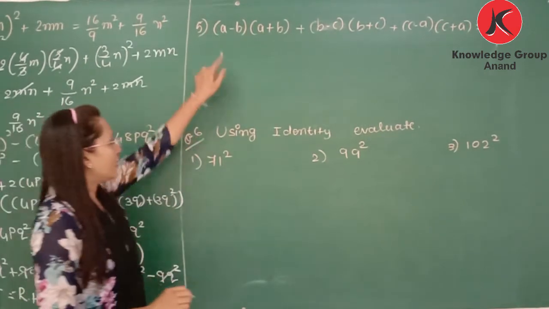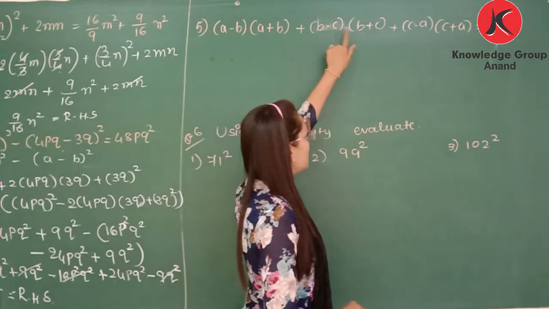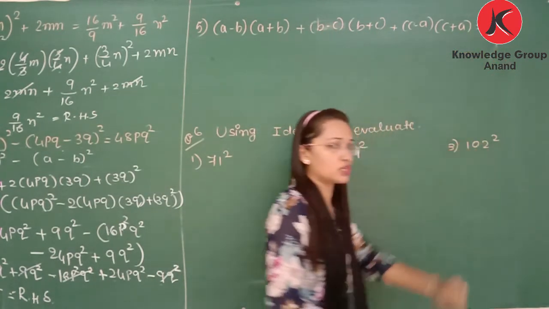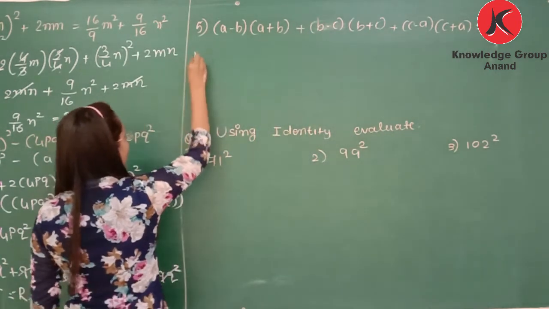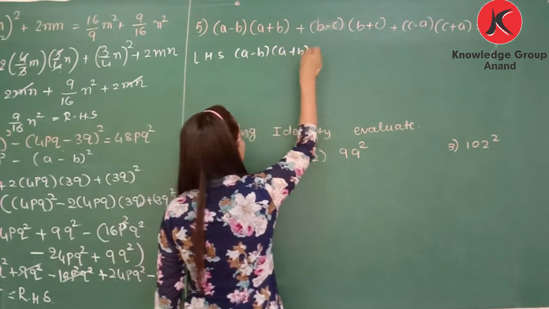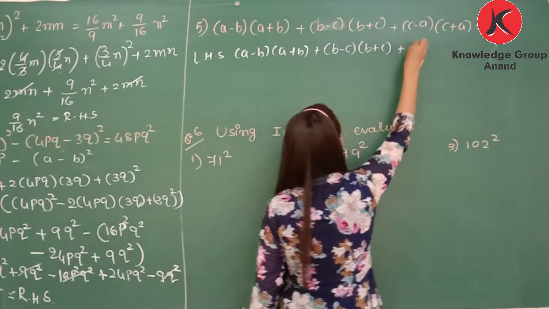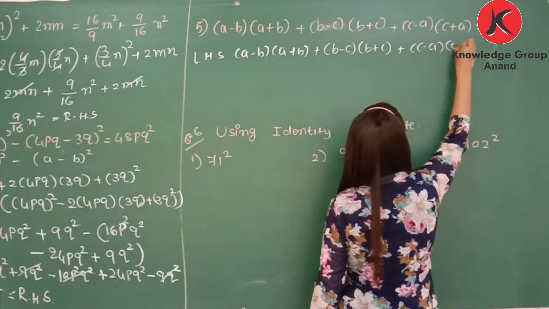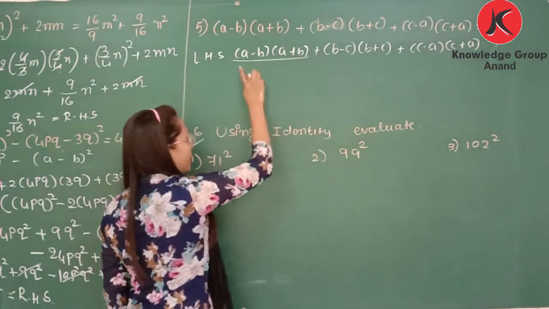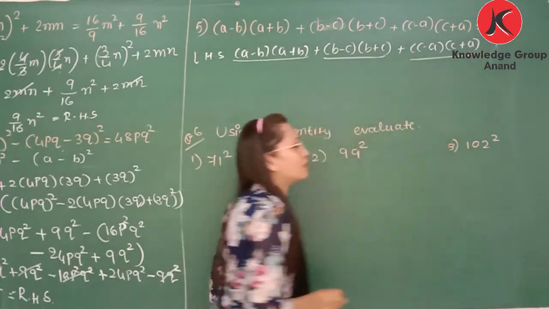Now next, (a minus b)(a plus b) plus (b minus c)(b plus c) plus (c minus a)(c plus a) is equal to 0. So let's solve the left hand side. (a minus b)(a plus b) plus (b minus c)(b plus c) plus (c minus a)(c plus a). So here, can you see? This is the third identity, (a minus b)(a plus b). This is third identity and this is also third identity.